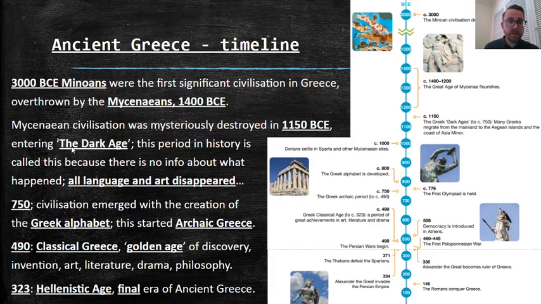And there's a Dark Age that occurred from essentially 1150 all the way down to 800. So for about 300 years, there's no real record of this period in history. That's why they call it a Dark Age. There's other Dark Ages throughout world history in other civilizations, and they call it that because there's no light on what happened. There was no information recorded, no primary sources from the Dark Age. All language, all art disappeared for 300 years.